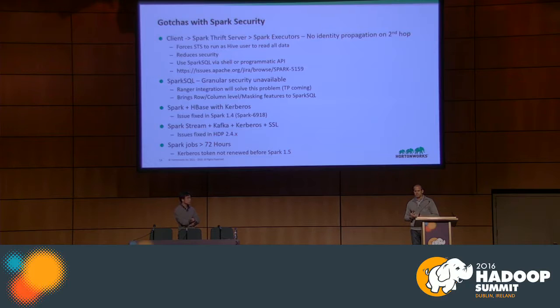The other thing is with Spark SQL, granular security, which means row-level, column-level security, or masking, is not available. We are working on a technical preview of this with Ranger integration. If you're interested in that, come talk to me. I'll show you what we have, and a tech preview will be coming very soon. We'll make this feature available as a technical preview, which is our step one before we go to GA.